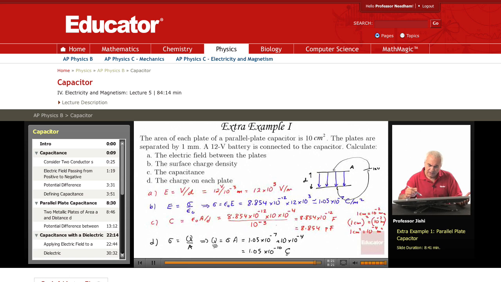Of course, it's plus Q on the upper plate, in this case the one connected to the positive terminal, and it's minus Q on the lower plate.